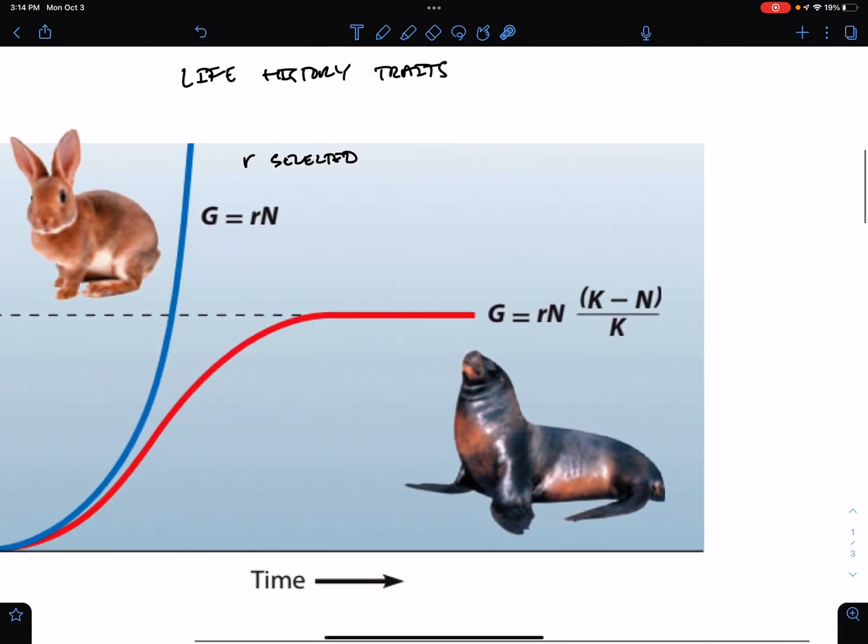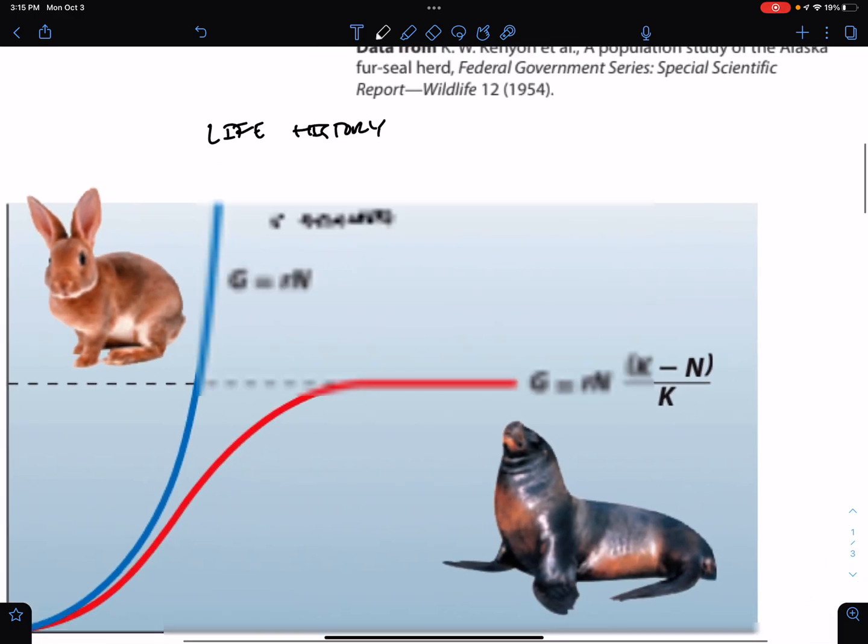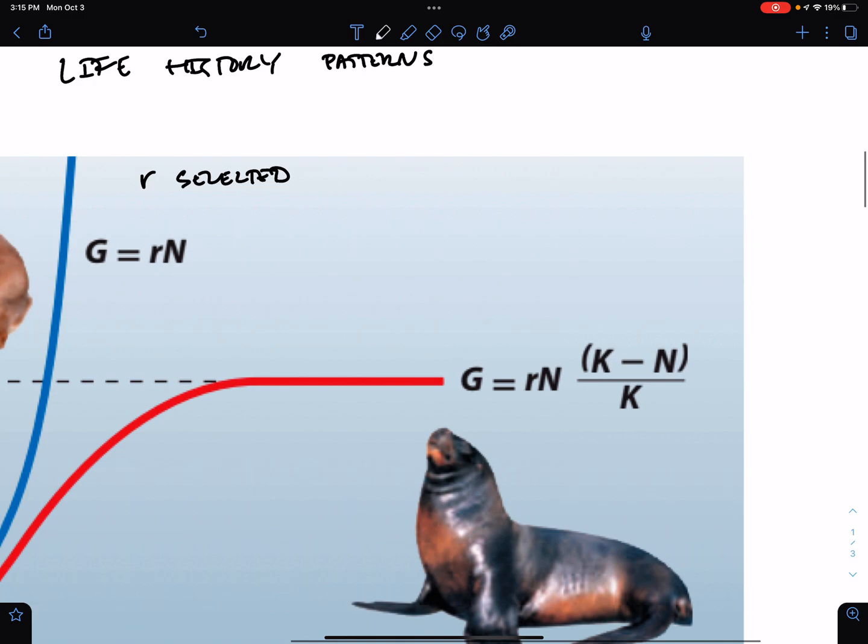Okay, and then we have another life history pattern. Maybe we should say patterns, not traits. That we call K-selected.